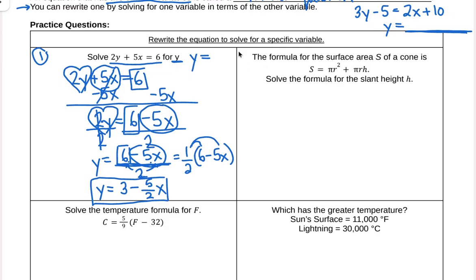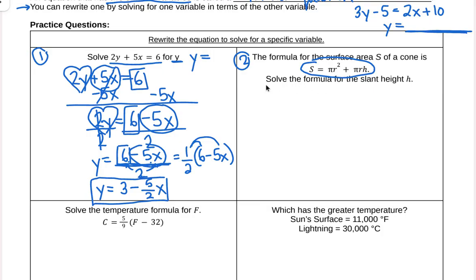All right, so here I have on this second one, it says the formula for the surface area S of a cone is this, okay? So this is the formula that they've given me. It says the surface area equals pi times r squared plus pi r h, or pi times r times h, okay? So in this formula, it gave us surface area, but r is for radius, okay? Actually, let's just back it on up. Let's not get too much into the details of things. Let's stay focused on rearranging the equation, okay?